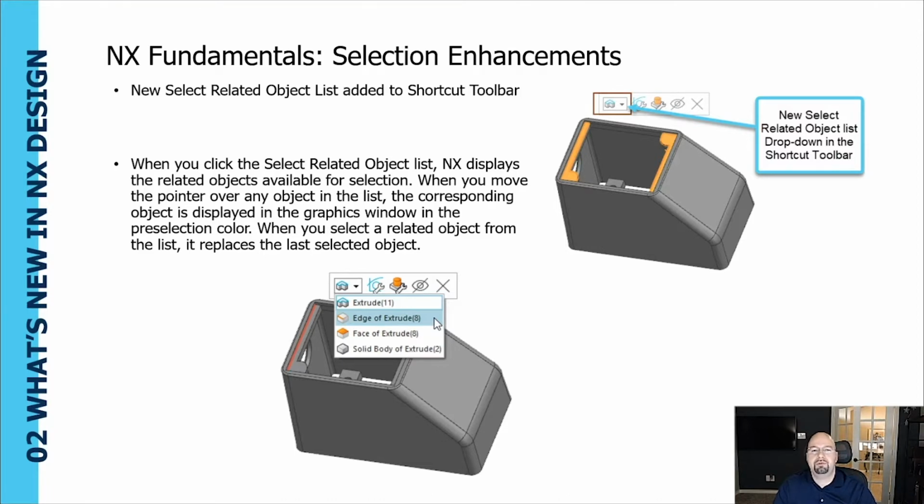When you click the select related object list, NX displays related objects available for selection. When you move the pointer over any object in the list, the corresponding object is displayed in the graphics window in the preselection color. Once you select a related object from that list, it replaces the last selected object before you went into that drop-down menu. So that is the selection enhancements with NX fundamentals here.